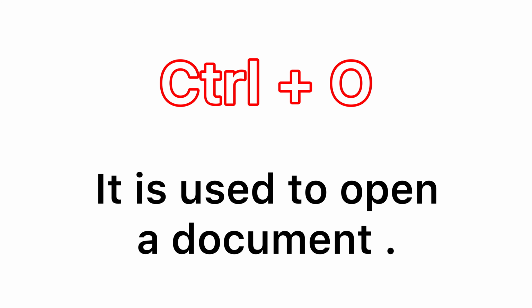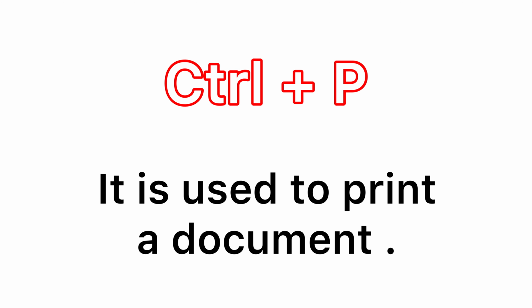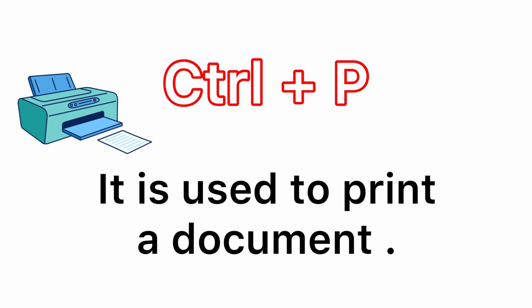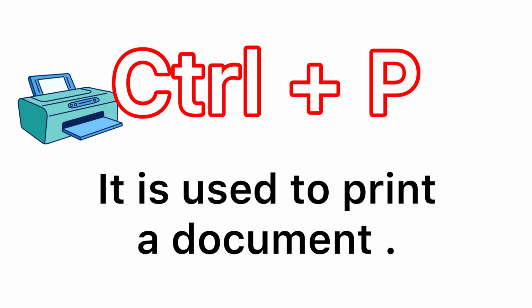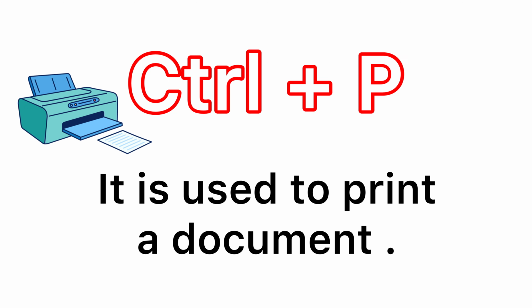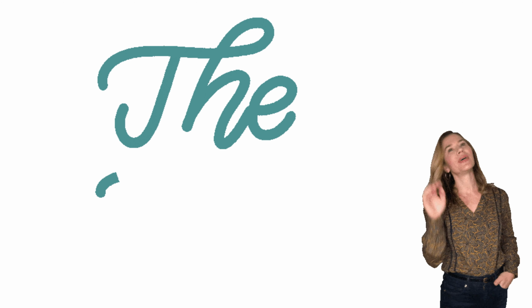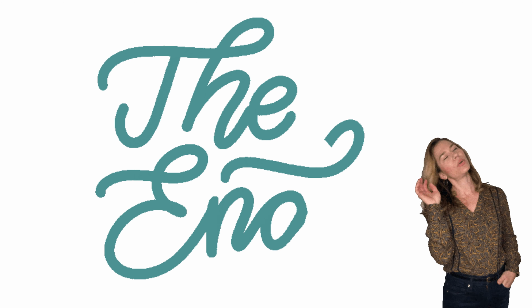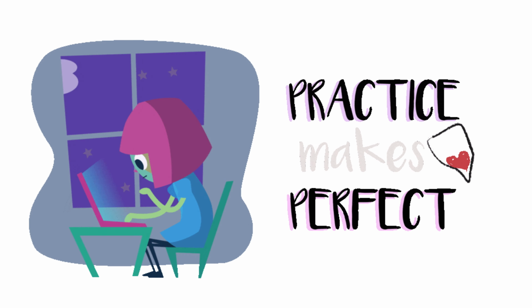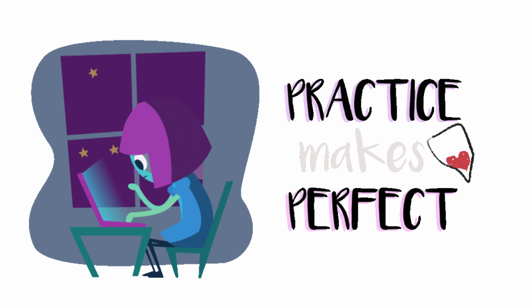And the last shortcut key that we have learned in this chapter is to print a document. That is Control plus P. So kids, that's all about this chapter. Keep practicing all the shortcut keys and typing in LibreOffice Writer.